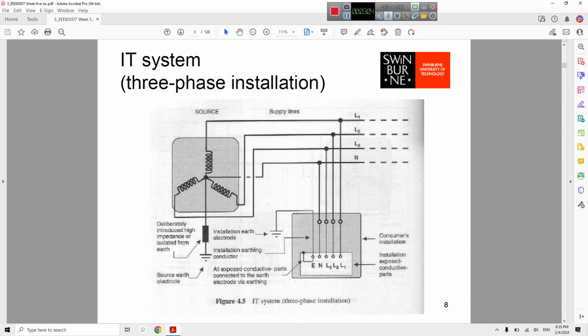usually the neutral point from the utility side is not connected to the ground or is high impedance grounded. For the first fault in the IT system, there are no significant changes in the current and voltage, but if there is a second fault in the IT system, the system will change to a TNC system. So please think about this case: how does the IT system change to a TNC system?